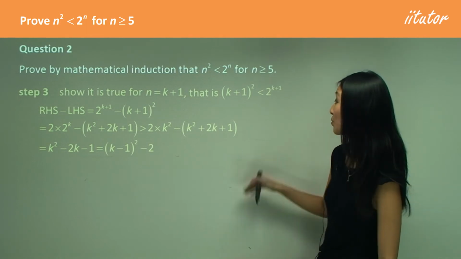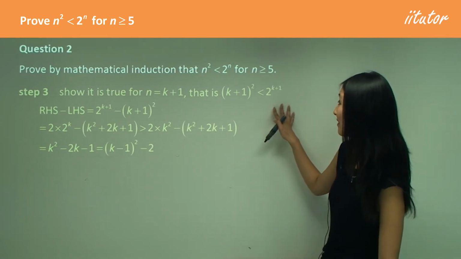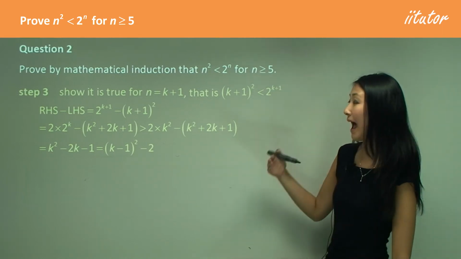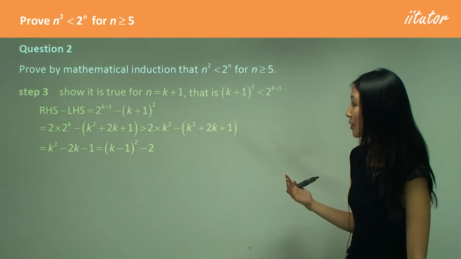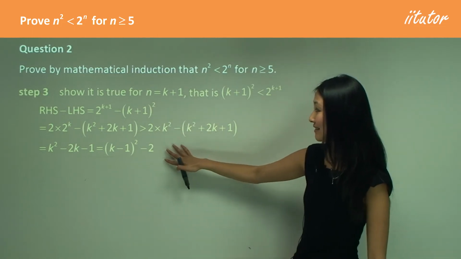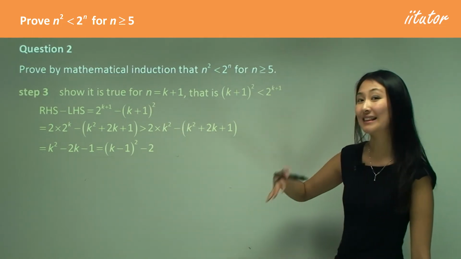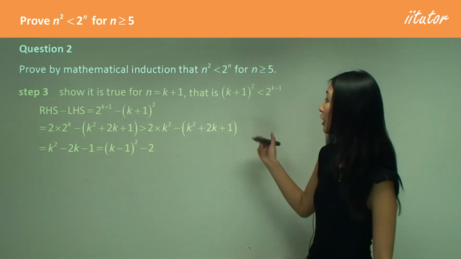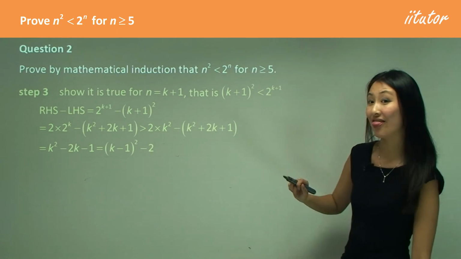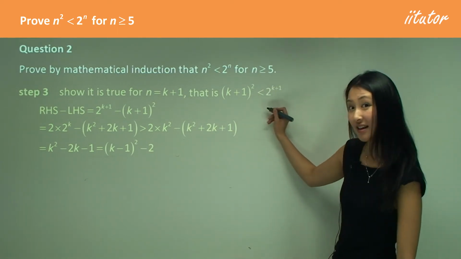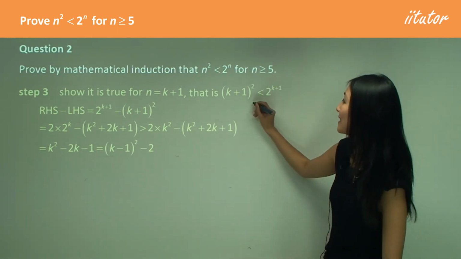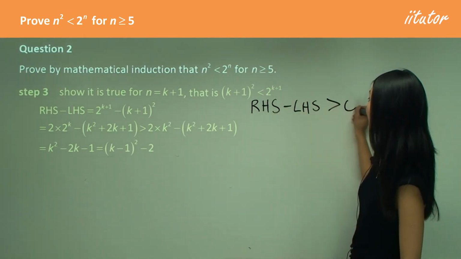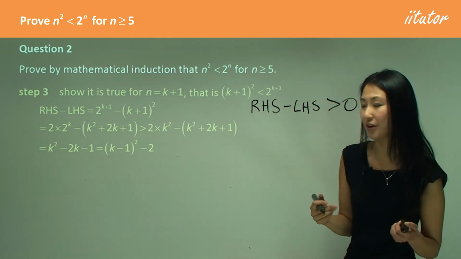Let's look back to our equation that we're actually working with. We have k plus 1 squared is less than 2 to the power of k plus 1. So now we've shown that this is this over here, but we're using the difference. Now remember what I said about the difference: if we're going to go this side minus that side and that's greater than, then what we want to prove is that the right-hand side minus the left-hand side is greater than 0 or positive. That's what we want to do, isn't it?